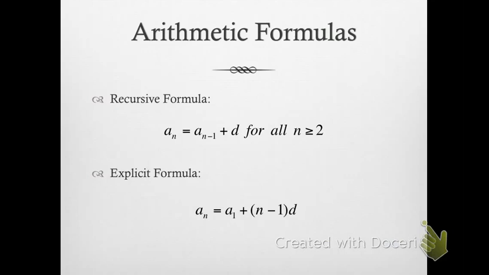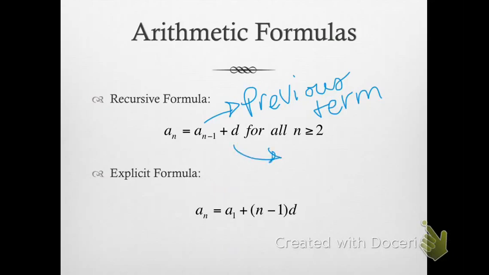There's a recursive formula and an explicit formula for the arithmetic sequences. The recursive formula takes a sub n minus 1, so that's the previous term, and adds the common difference. We can't do this unless we have at least 2 starter terms, so we can't do it with less than 2.